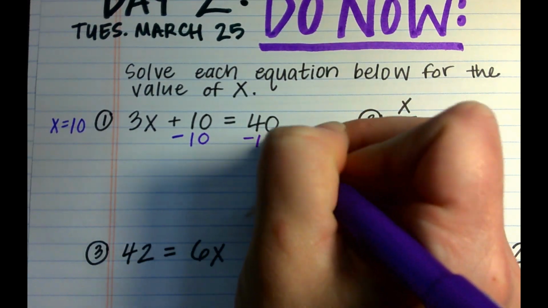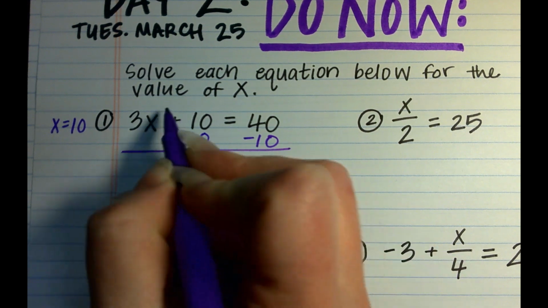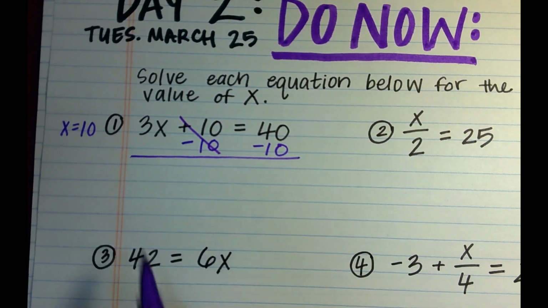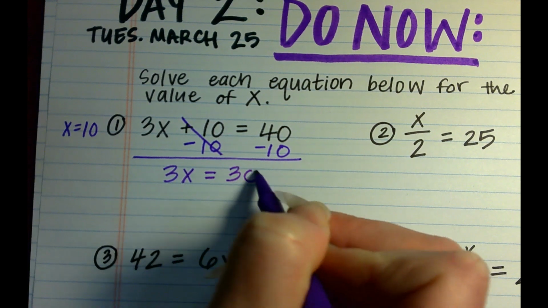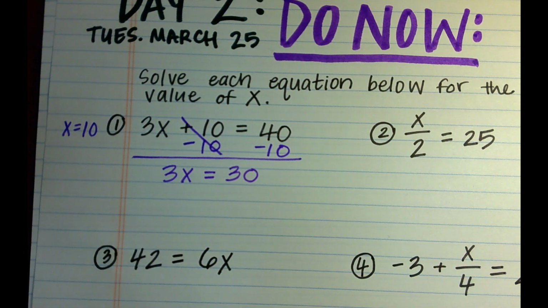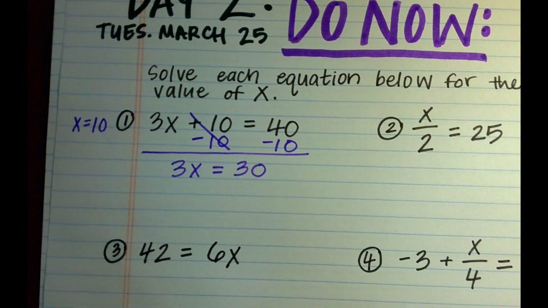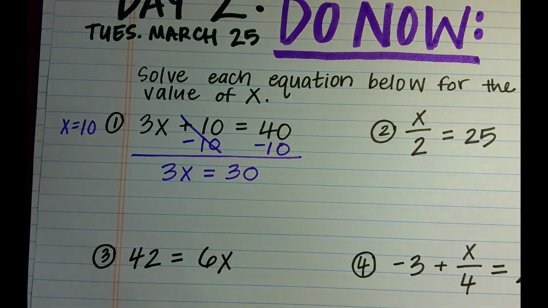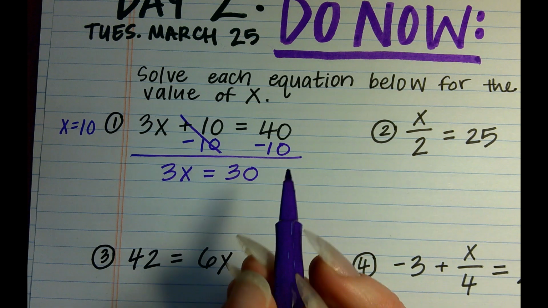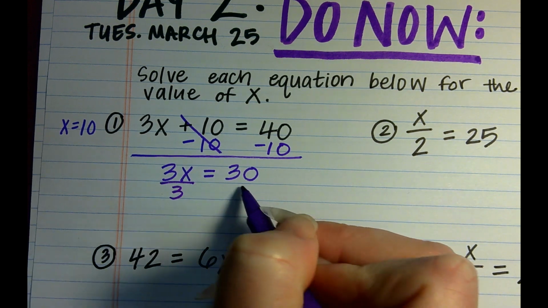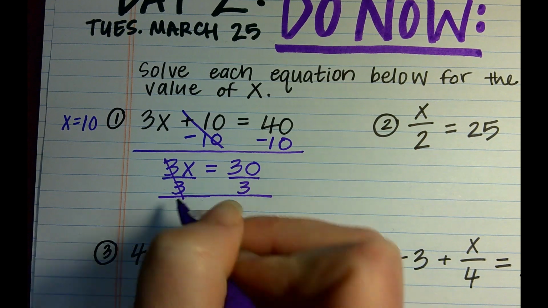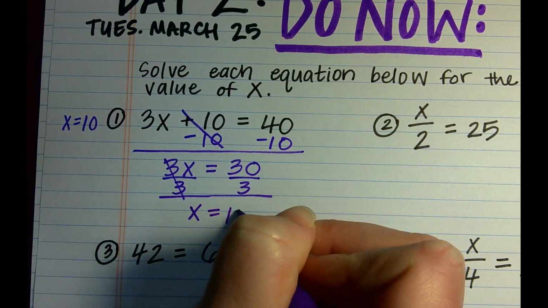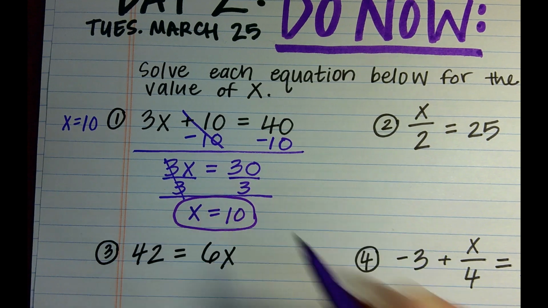Perfect. So 10 on both sides. The 10s cancel, and I brought down 3x equals 30. So now we have 3x equals 30. What did you do from there? I took 3 and divided it from each side. Perfect. Divide by 3, and the 3's cancel. So x equals 10. Perfect. You guys are right.